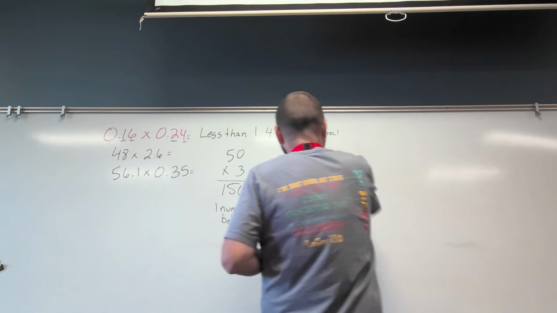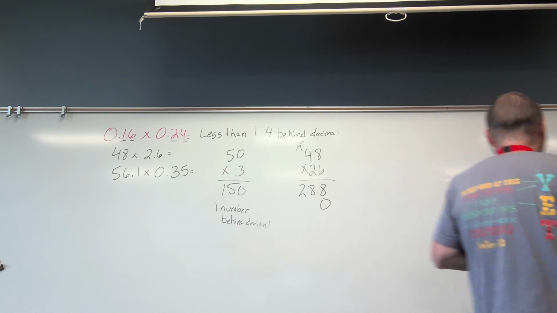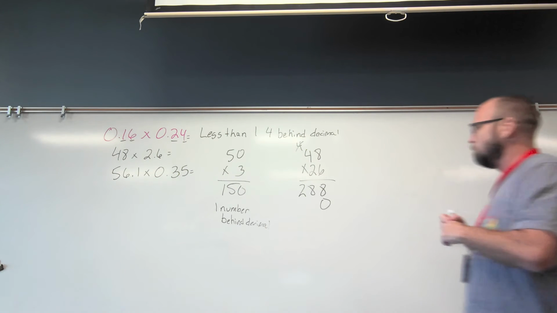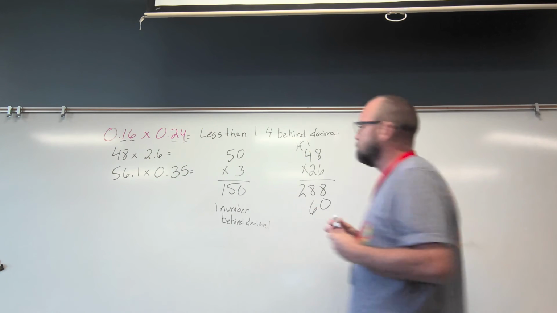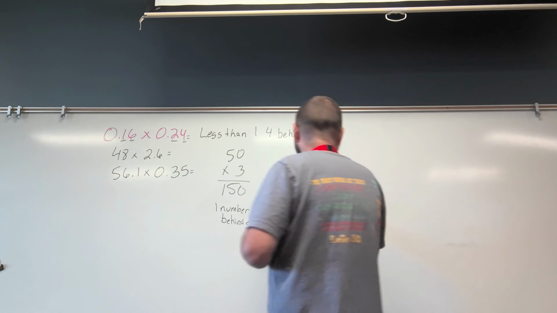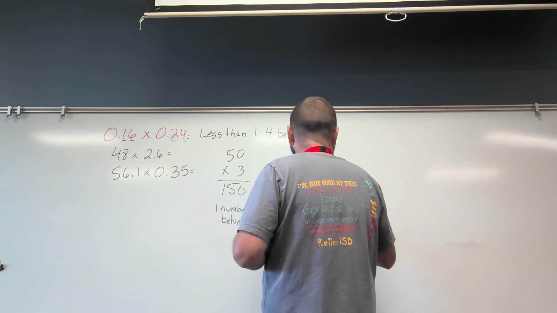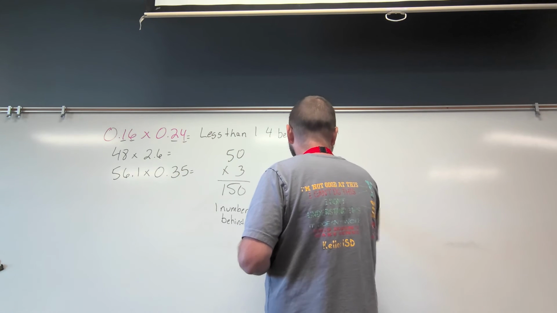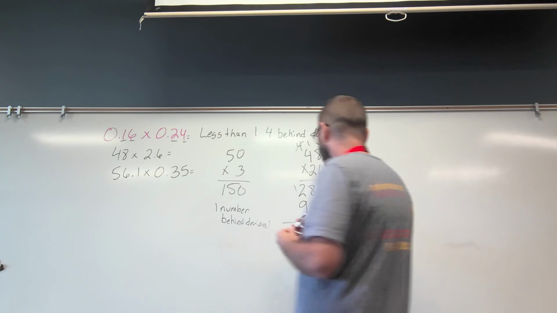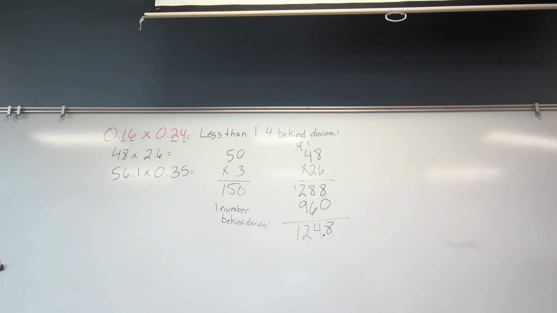Okay, now I'm going to my tens place. So I have 2 times 8 is 16. I put my 6, I carry my 1. 2 times 4 is 8 plus 1 is 9. And 8, 14, 9, 10, 11, 12. 1 number behind my decimal point. So my answer should be 124 and 8/10? Yeah. Is that right? Yeah.